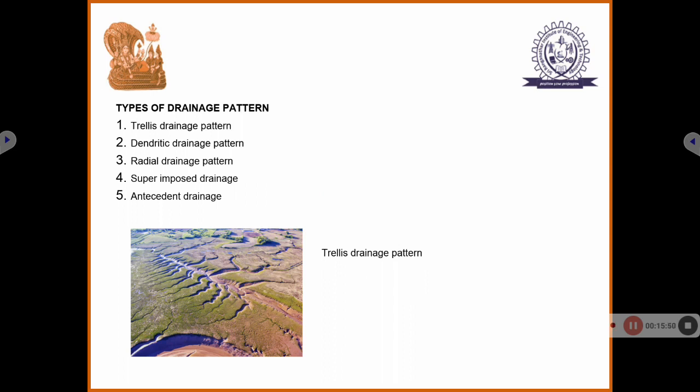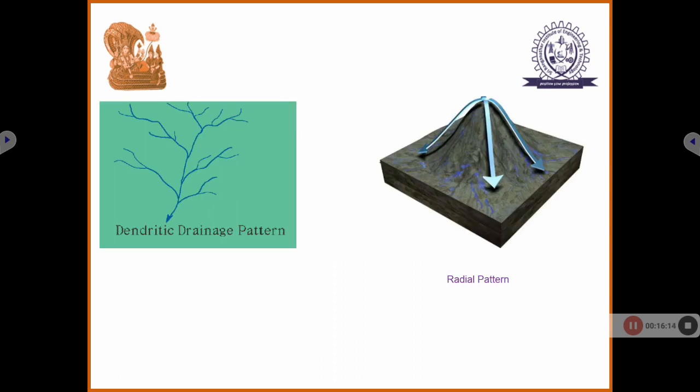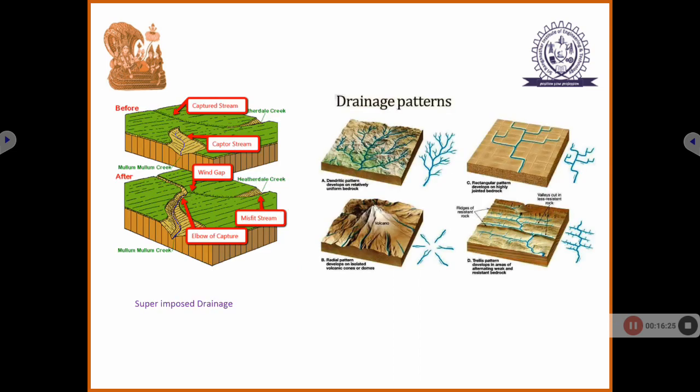One is trellis, second is dendritic, third is radial drainage, fourth is superimposed and fifth is antecedent drainage. This picture shows you the trellis drainage pattern, which is like a leaf stem with branches. And then this is the dendritic drainage pattern. It is like a blossoming flower. And the radial pattern. And finally, we can conclude with the drainage patterns.